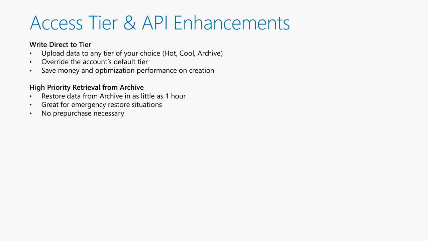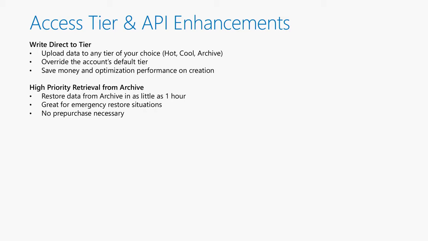Secondary to this is priority retrieval from archive. A lot of you have asked, how can I get my data back in an emergency when it's in the archive tier? So archive has hours-long retrieval latency, typically around 3 to 5 hours, but you can expect up to 15 hours. But now with this high priority retrieval option, you can specify, I want this data back as fast as possible, and we'll try to return it to you in as little as 1 hour. So this is great for that emergency restore situation.